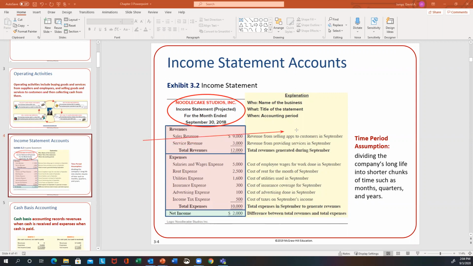Now remember, when you're following GAAP, we're always looking at these time period assumptions. Typically, you look at a company in terms of months and quarters and years, and you can break these up. So in this case, they looked at the company in terms of months. So we have this time period issue, and eventually we'll get into the concept of accrual accounting and the revenue and the matching principle with expenses.